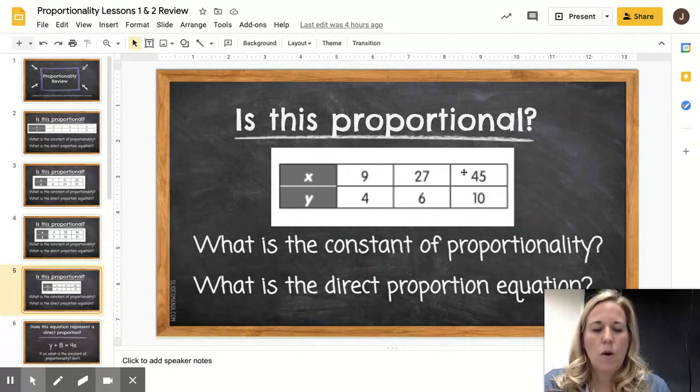All right, one more. Is this proportional? Pause it and check.